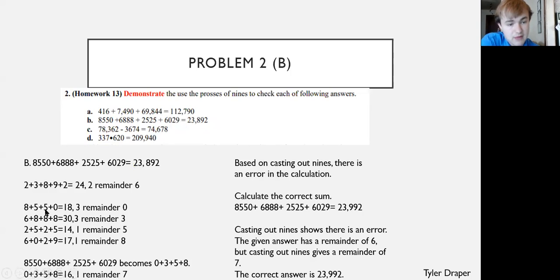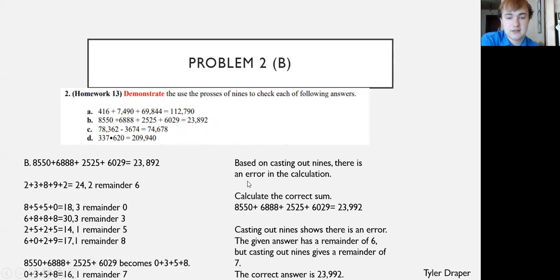I wrote this out. We have the other left part of the equation. We get remainders 0, 3, 5, and 8. So those 4 numbers become 0, 3, 5, and 8. So 16 is the addition of those. We have 1 remainder 7.